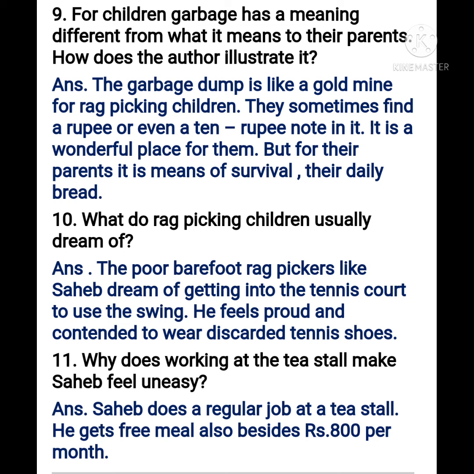Question number 9. For children, garbage has a meaning different from what it means to their parents. How does the author illustrate it? Answer. The garbage dump is like a gold mine for rag picking children. They sometimes find a rupee or even a 10 rupee note in it. It is a wonderful place for them, but for their parents it is a means of survival, their daily bread.